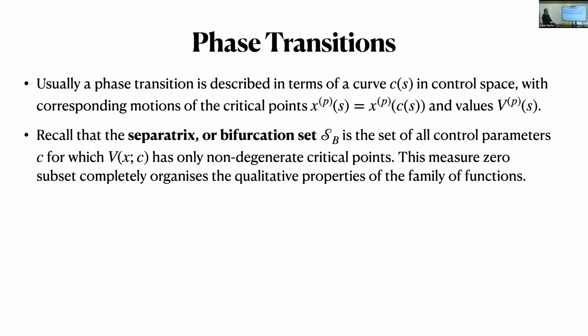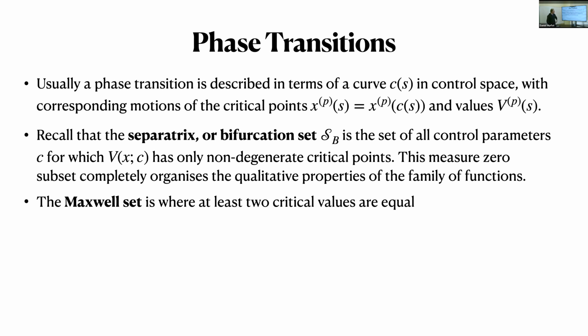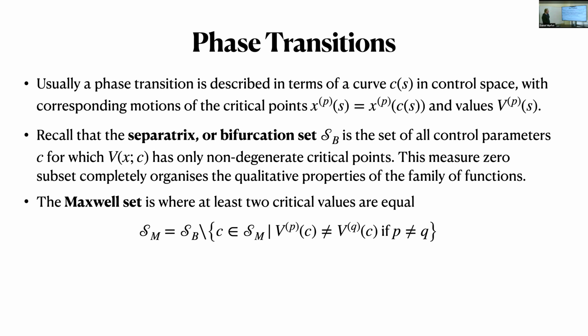There's the cusp thing, the lower dimensional strata where something happens when you cross it. This measure zero set organizes all the qualitative changes that happen, together with the Maxwell set. So the Maxwell set is where at least two critical values are equal. So that is, you take, it's a subset of the bifurcation set. No. Why? I'm sorry. The Maxwell set is a subset of literally what I wrote there, but that is wrong.